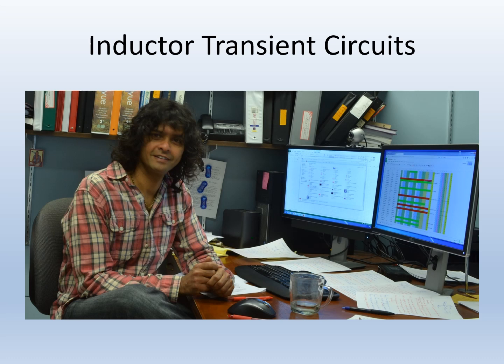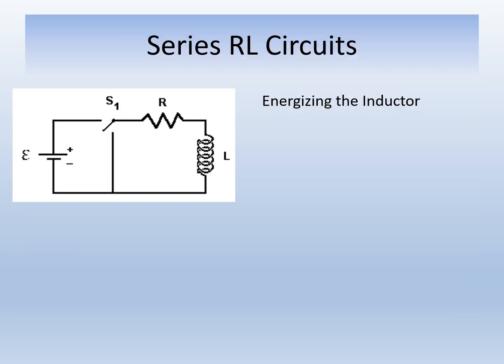In this lecture, we are going to talk about inductor transient circuits. That means what happens in electric circuits that contain inductors, when inductors oppose the changes to current in the circuit. Let us first try to understand what happens in a simple circuit that contains an inductor.